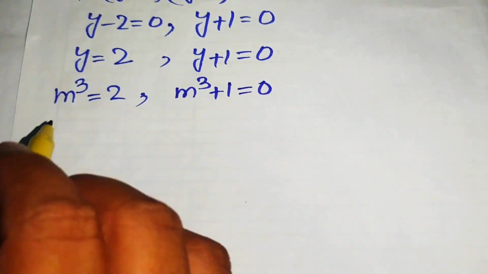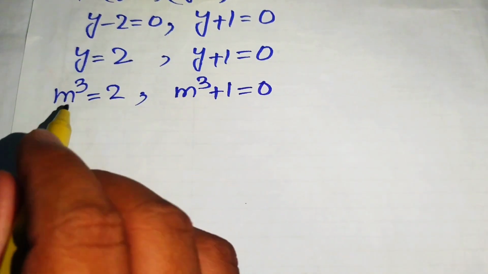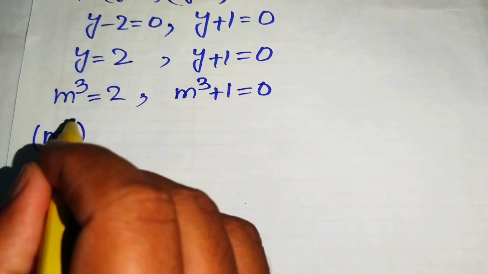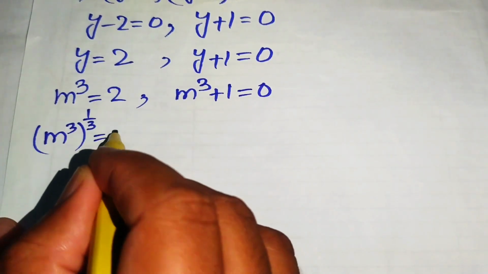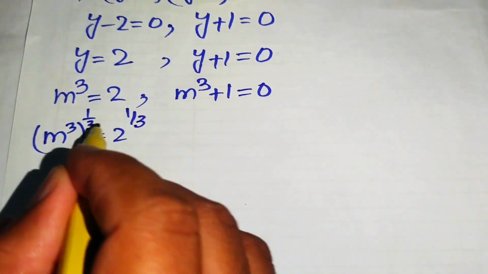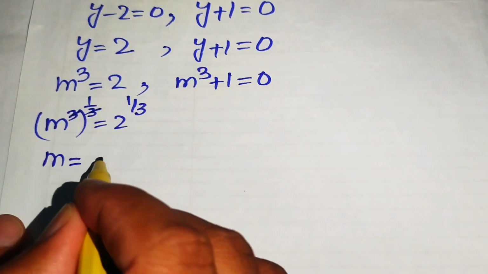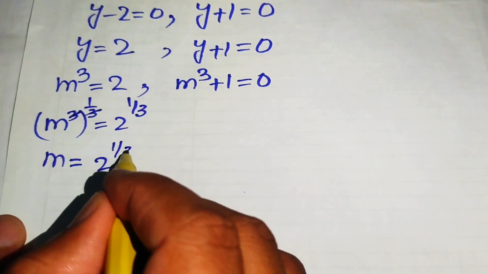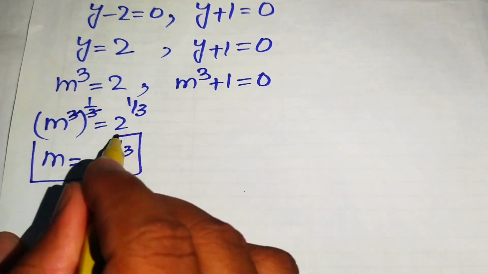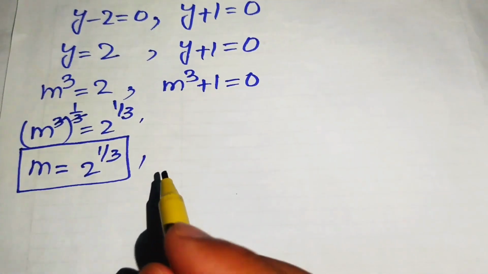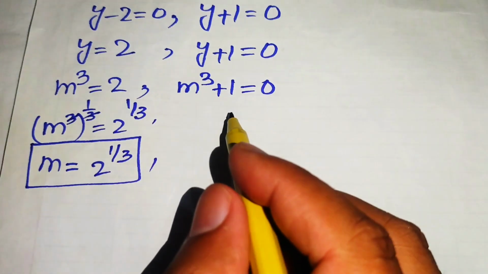Here we take the cube root on both sides. So we get m cubed whole power 1 over 3 equals 2 power 1 over 3. The 3 and 3 cancel each other, and we get the first root of this equation, 2 to the power of 1 over 3. This is the first real root, and in order to find the other real roots we need to solve this cubic equation.